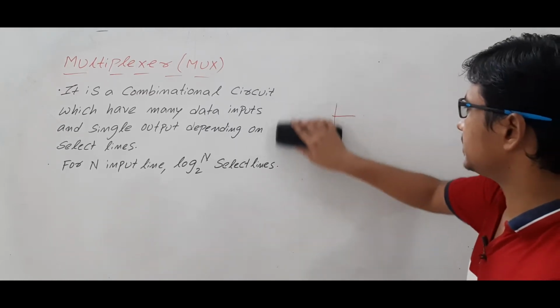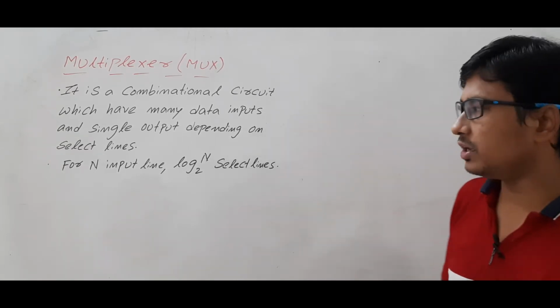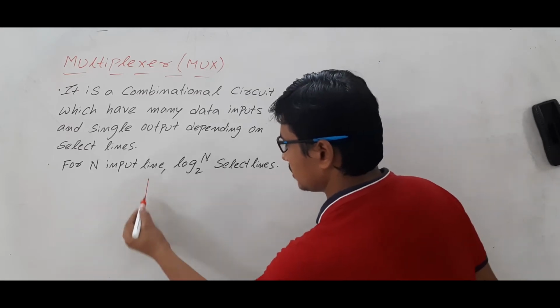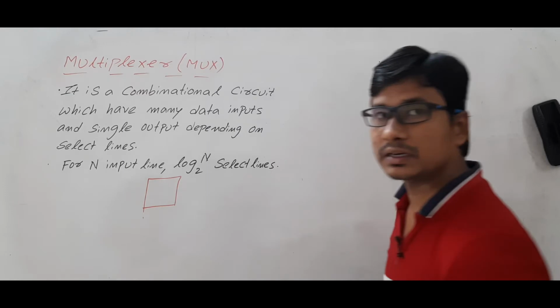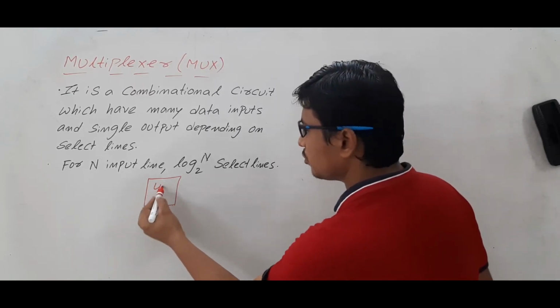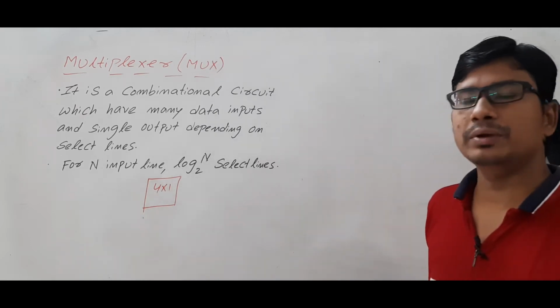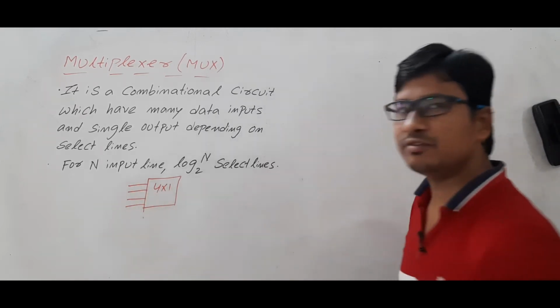Let me discuss the multiplexer with a small example. I will take a 4 by 1 multiplexer. Why am I calling it a 4 by 1 multiplexer? This 4 defines how many inputs there are. It is saying 4 inputs.